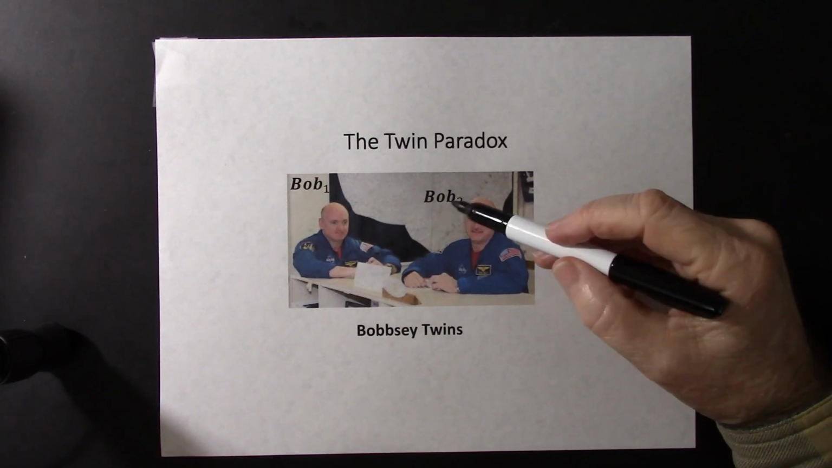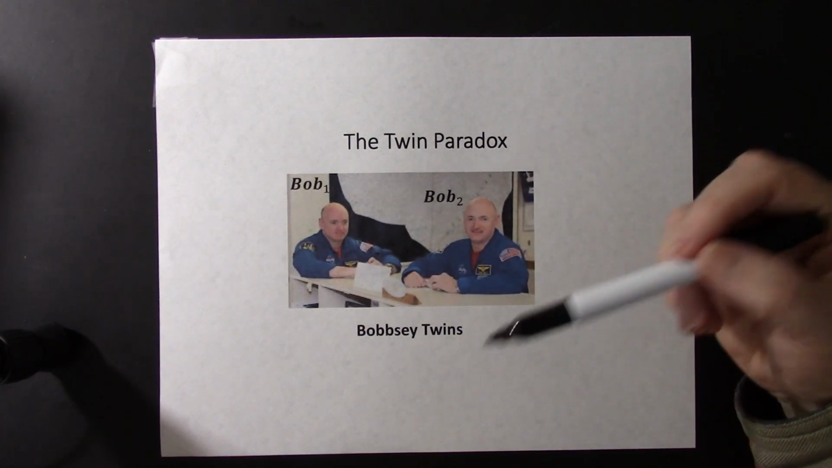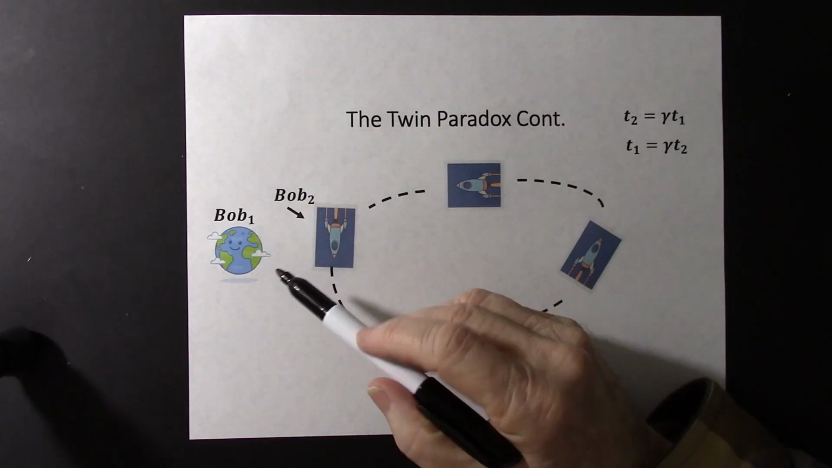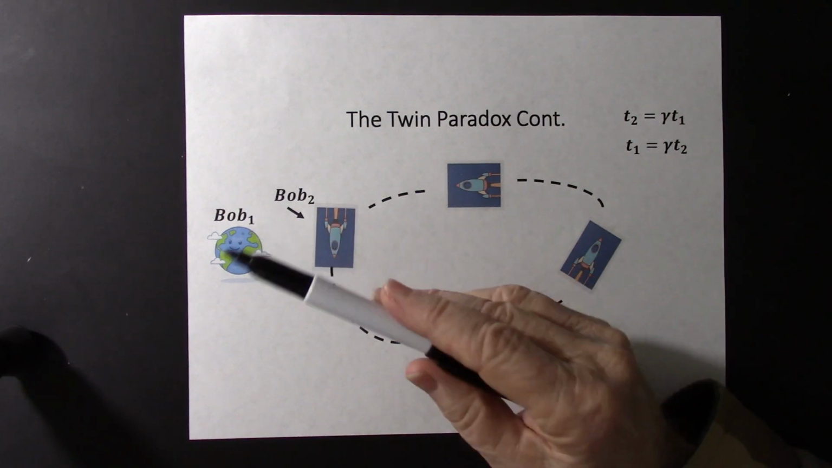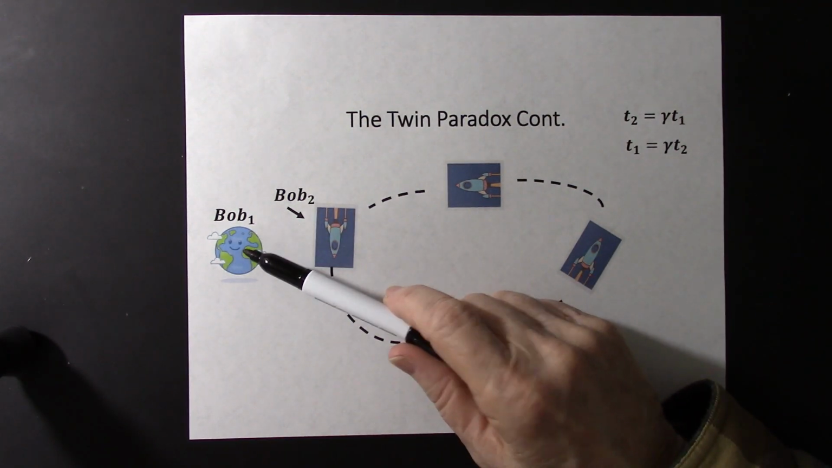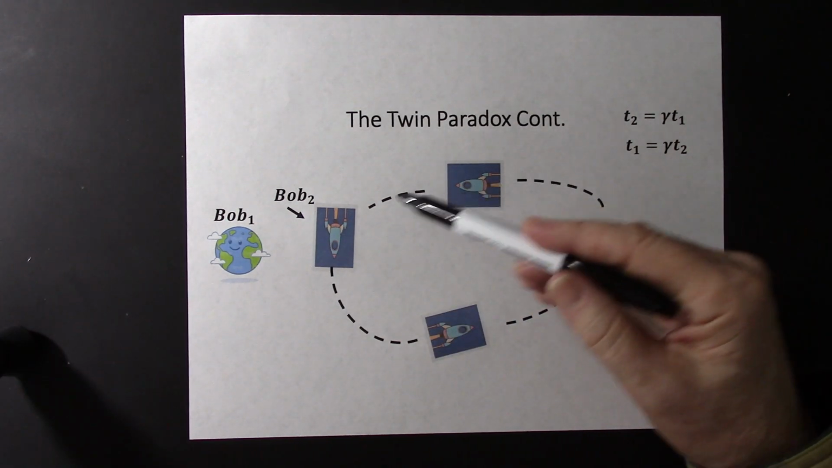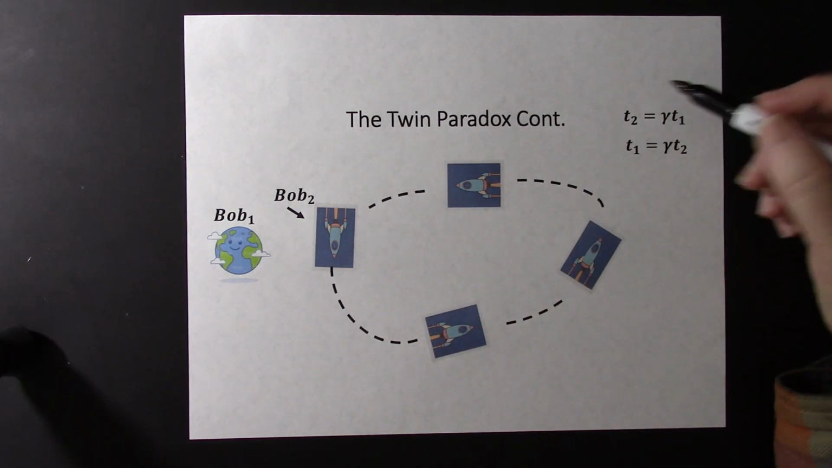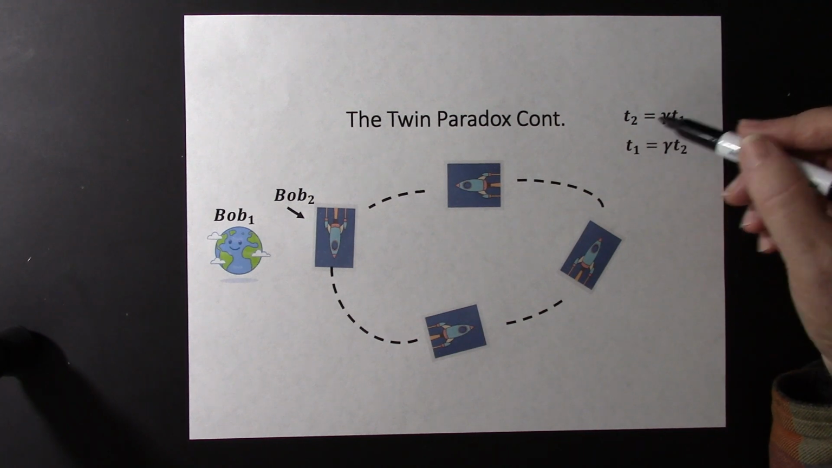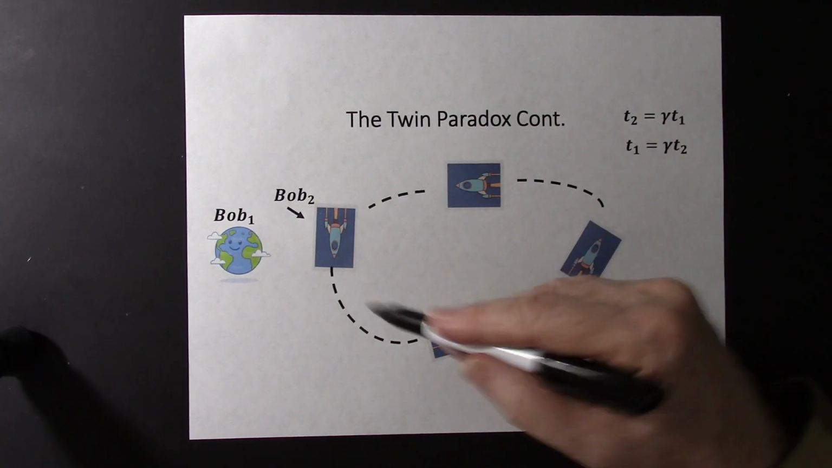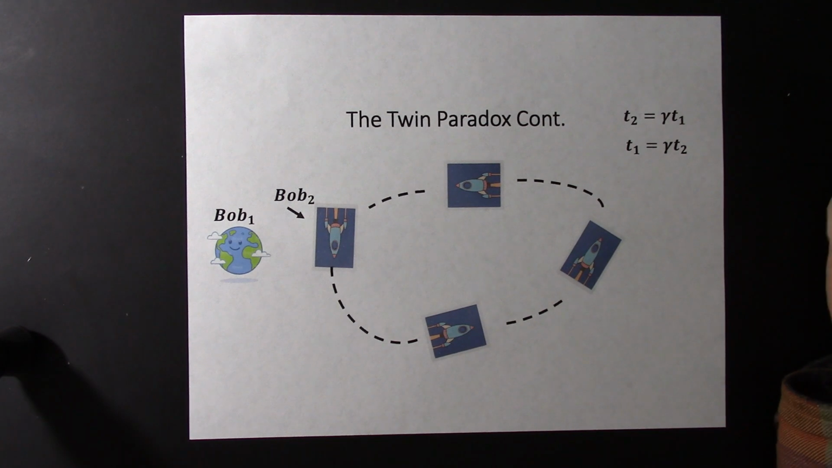Here are our twins again, Bob 1 and Bob 2, and they're going to explain the twin paradox. We're going to put Bob 1 on Earth and Bob 2 in a spaceship. Bob 2 is going to fly around for a while and come back to Earth, and we'd like to ask the question, how old is Bob 2 relative to Bob 1 after the trip? We're going to use these simple equations. Where do they come from?